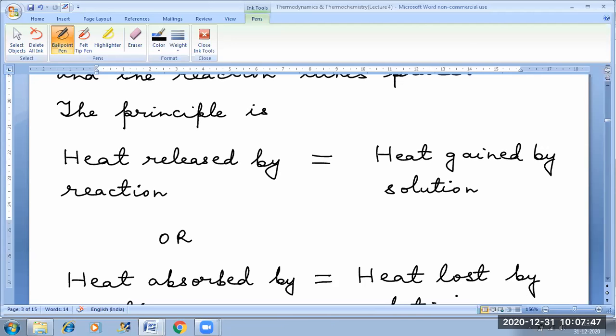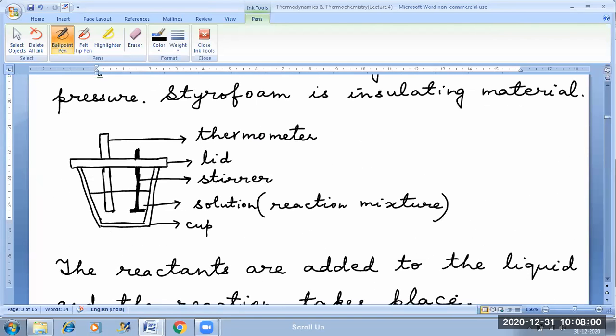Heat released by the reaction is equal to heat gained by the solution. This is the principle of calorimetry. They can ask you, what is the principle of calorimetry? You will say heat released by the reaction is equal to heat gained by the solution. What happens here, I tell you.